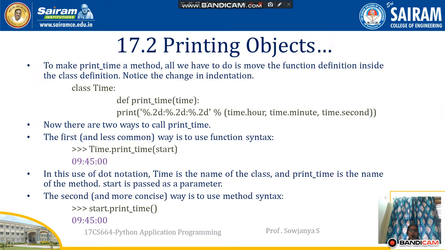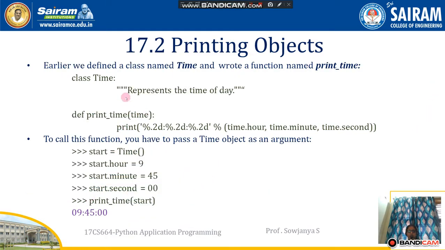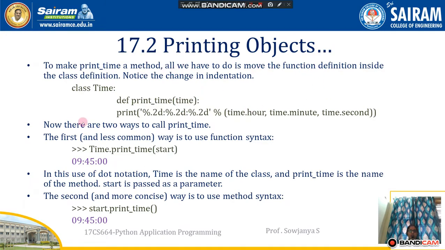Now to make print_time a method, that is the general way we define the class. Now how do we make print_time a method? What we have to do is move the function definition inside the class definition. We can see here the function definition is written outside the class definition. Now we can move that function definition inside the class definition. Please notice the change in indentation is very important when you are writing these definitions. So you write class Time and then you define the function, that is print_time, then you print the particular value.